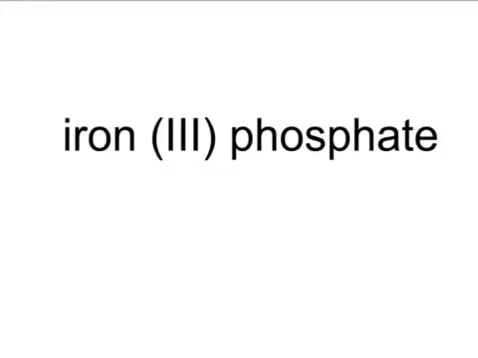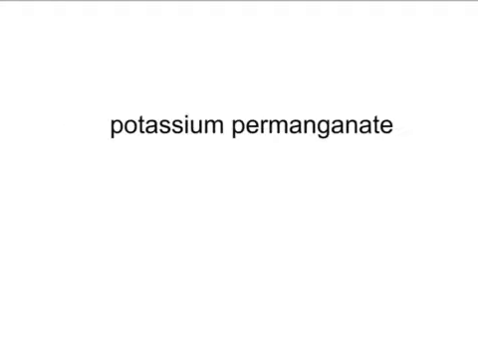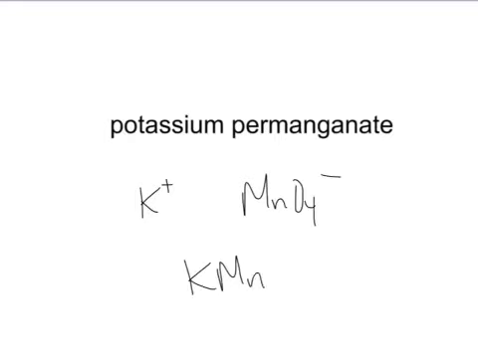Okay, iron 3 phosphate. So this tells me iron's charge is 3+. Phosphate is PO4, it is 3-. They are equal and opposite, FePO4. Potassium is representative, it's always 1+. Permanganate, polyatomic, MnO4, it's 1-. KMnO4. Potassium permanganate.